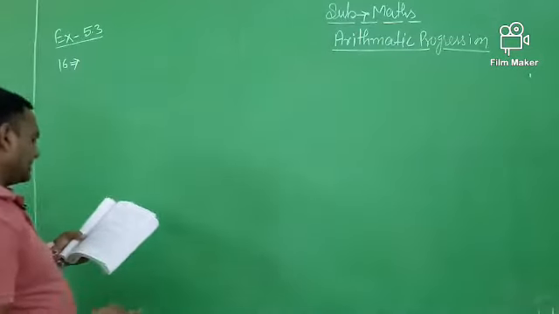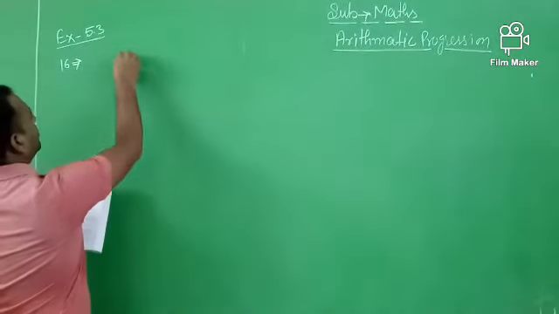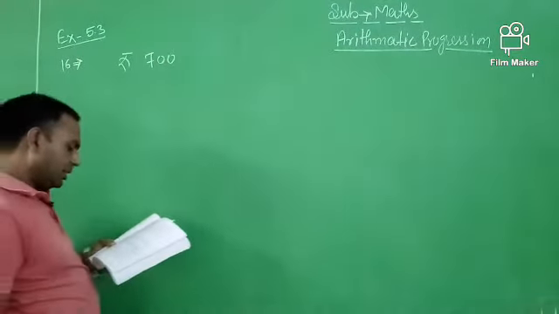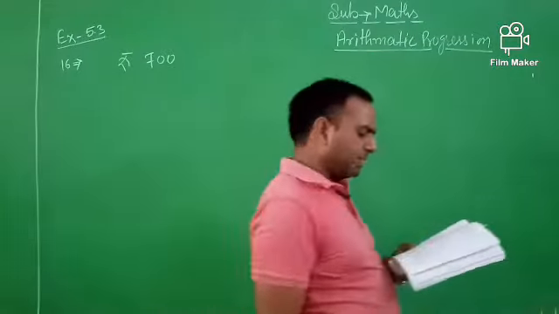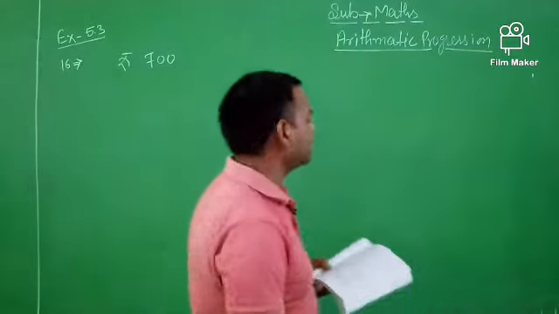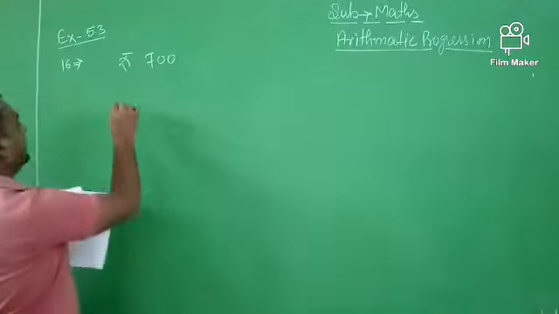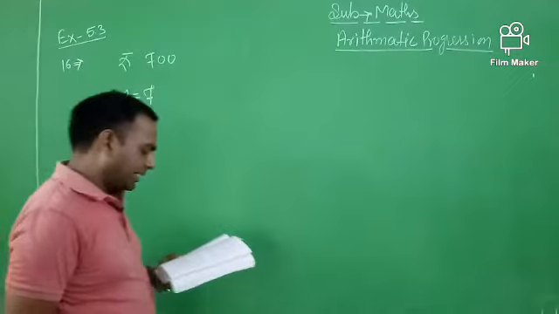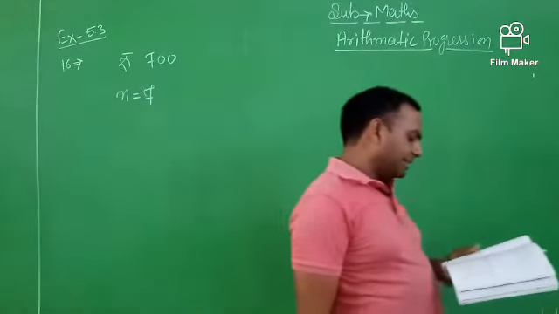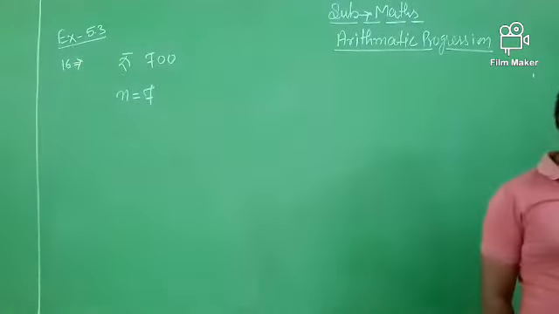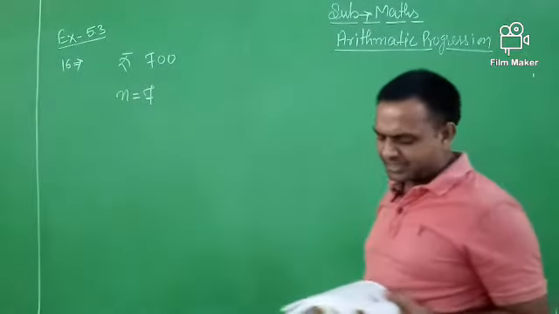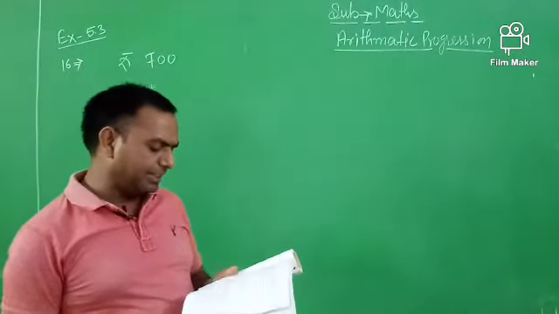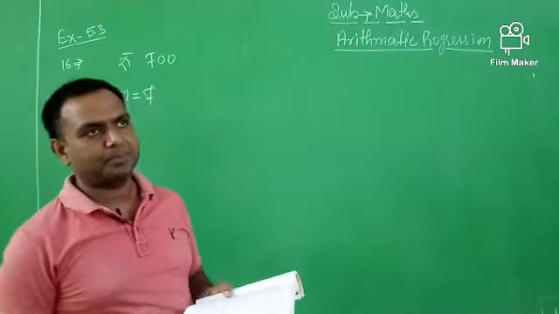Here question number 16 is that a sum of 700 rupees is to be used to give 7 cash prizes, which means the number of students is n equal to 7, to the students of a school for their overall academic performance. If each prize is 20 rupees less than its preceding prize, find the value of each of the prizes.